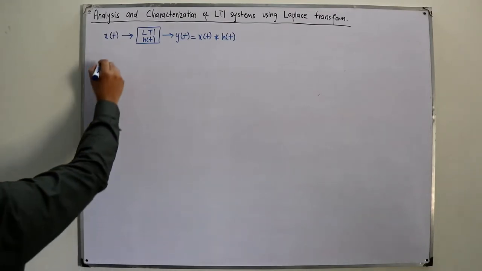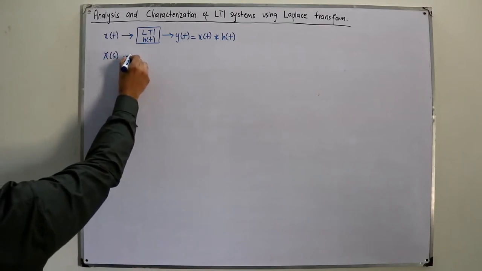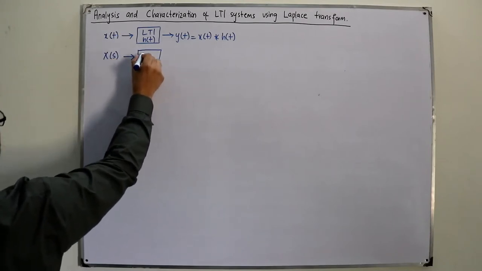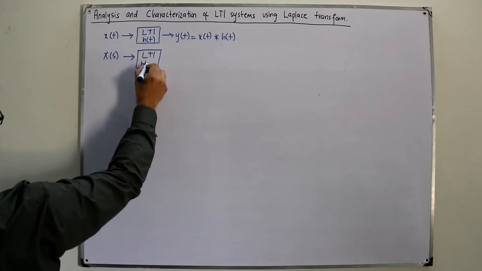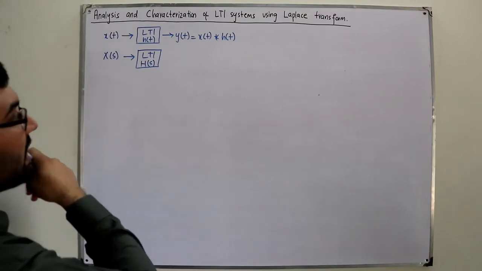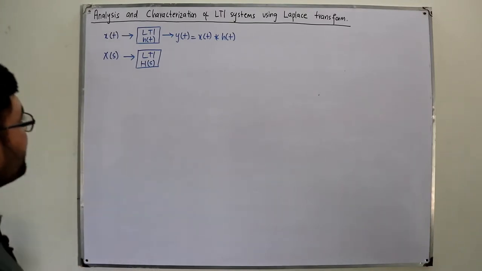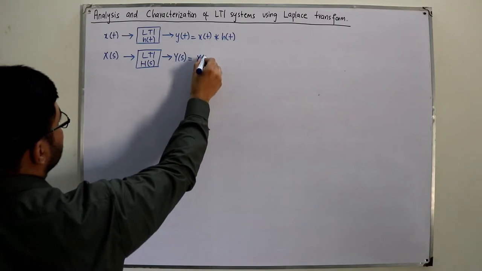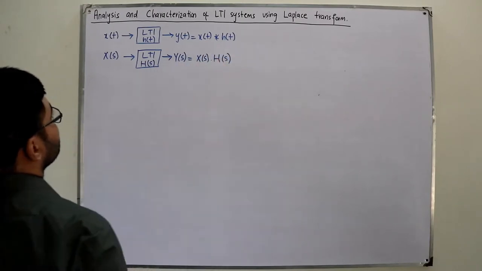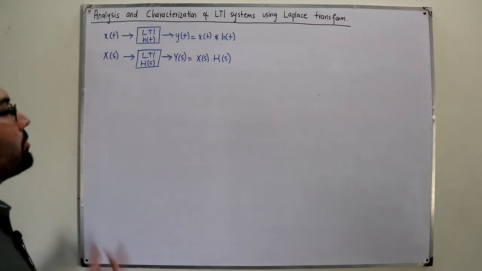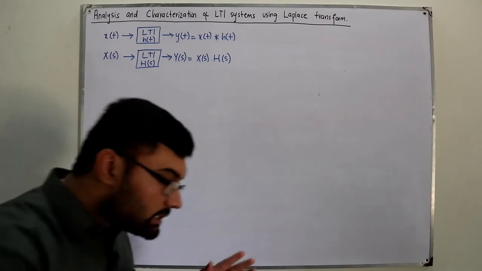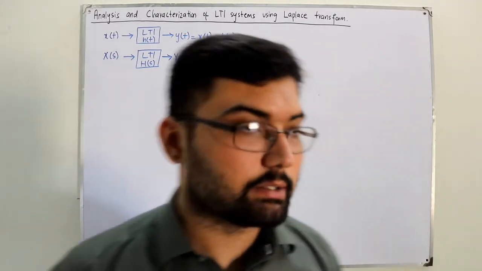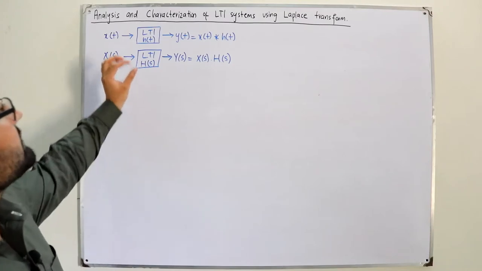Similarly, now if I have a frequency domain representation, if I have the Laplace transform of the input signal, x of s, and this is applied to an LTI system having the Laplace transform of the impulse response, h of s, which is the system function, the output y of s, we know very well, would be equal to x of s multiplied by h of s. This is from the convolution property. We know this very well, that if you have a time domain convolution, in the frequency domain you have multiplication. So this is a simple representation of an LTI system in the time domain and in the frequency domain.